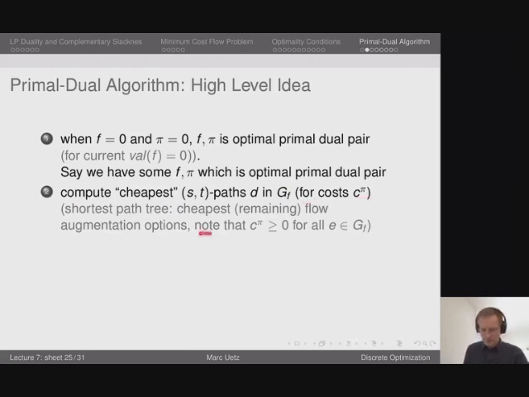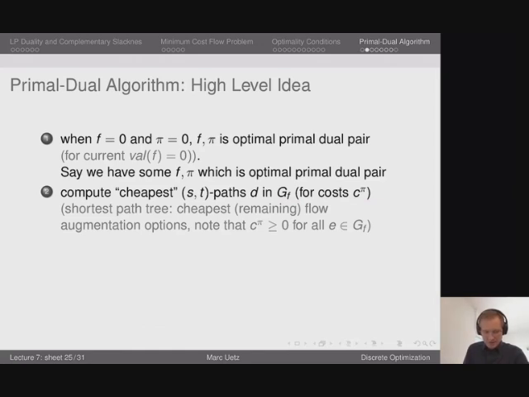Okay, notice that the residual costs in the residual graph, and here we need the second characterization, are all non-negative. Because we started out with an optimal primal dual pair for the current flow value, we know that in the residual graph, all the reduced costs are non-negative. So we can compute a shortest path tree in this residual graph for these costs.